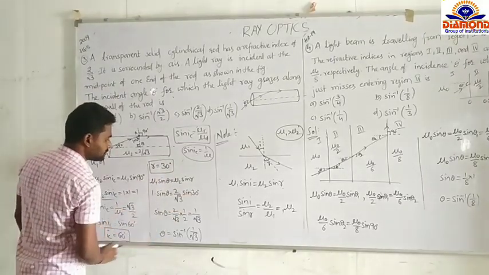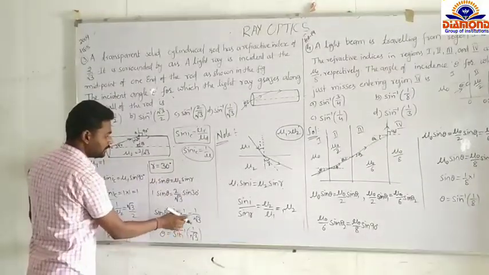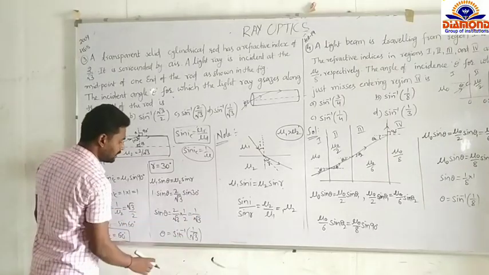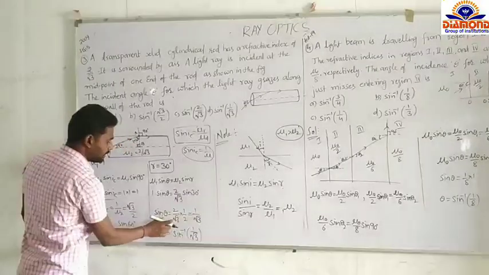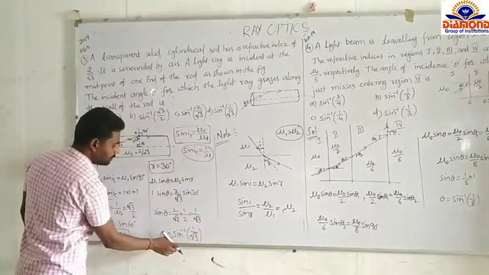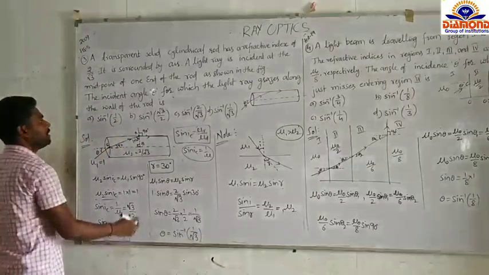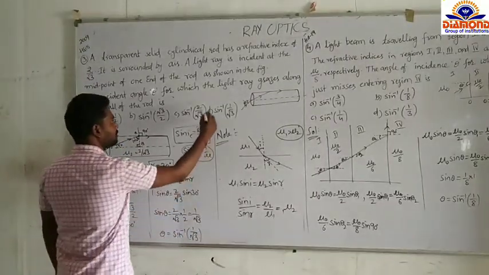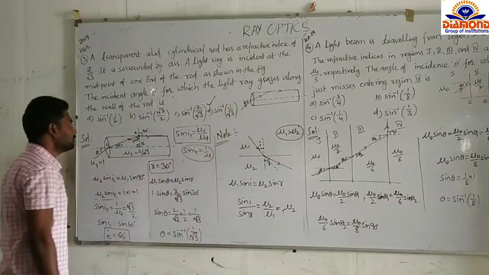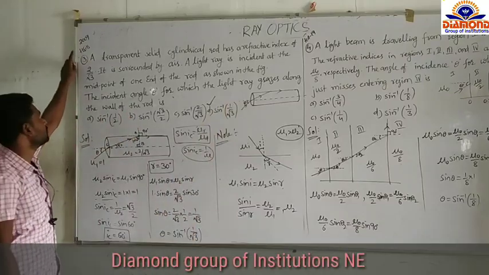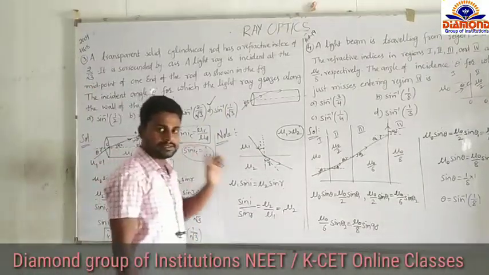Substitute here, we will get sine theta equal to 2 by root 3 into sine 30, the value is 1 by 2. Simplify it, we will get sine theta equal to 1 by root 3, and theta equal to sine inverse of 1 by root 3. The answer is sine inverse of 1 by root 3. D option is the right answer. You have to do it in this way. So one time this question was asked in the 2009 medicine exam.